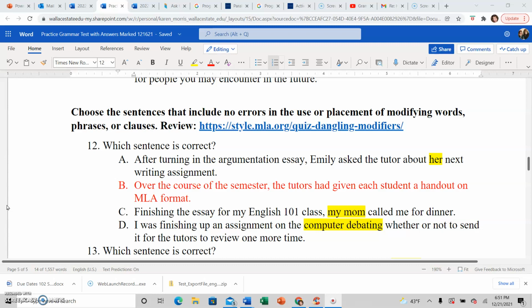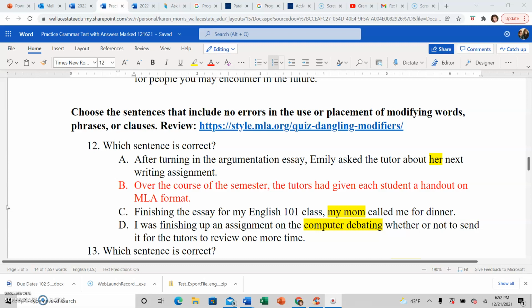So the first one says, after turning in the argumentation essay, Emily asked the tutor about her next writing assignment. So is Emily asking the tutor about the tutor's next writing assignment? Is her referring or modifying the word tutor, or does her modify the word Emily? So it's ambiguous there.